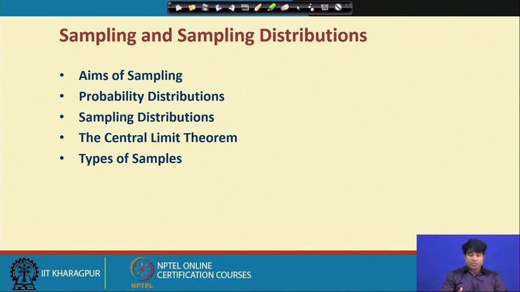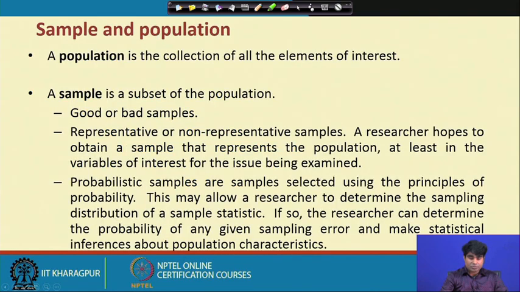We would like to address the typical structures of sampling, the connection with probability distributions, and the connection with sampling distribution. Then we would like to connect with the central limit theorem, and then types of samples. These are the typical structures or highlights of this particular lecture.